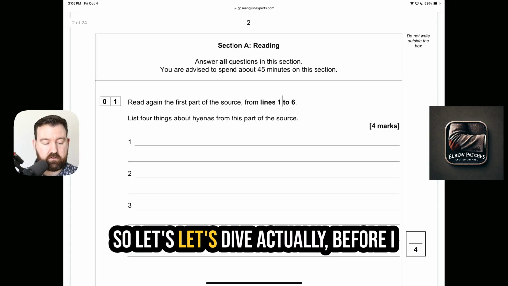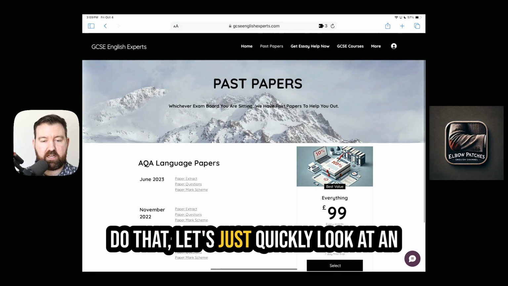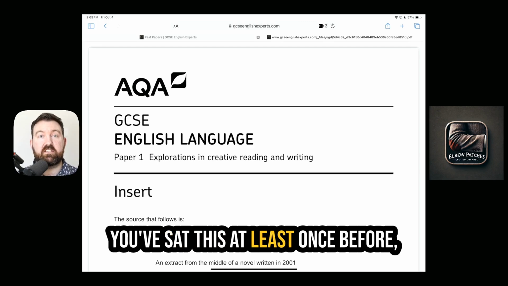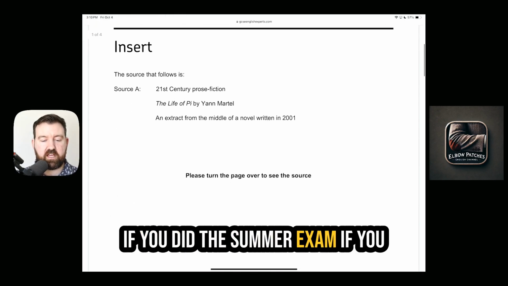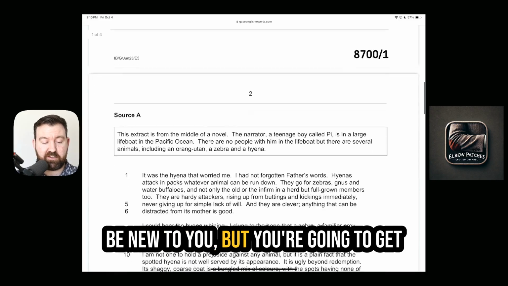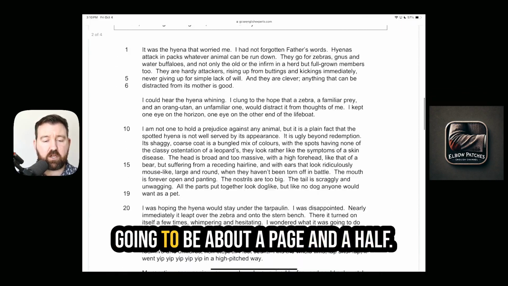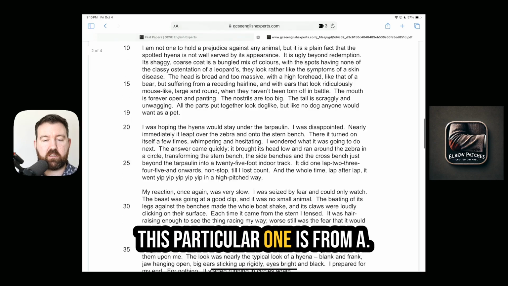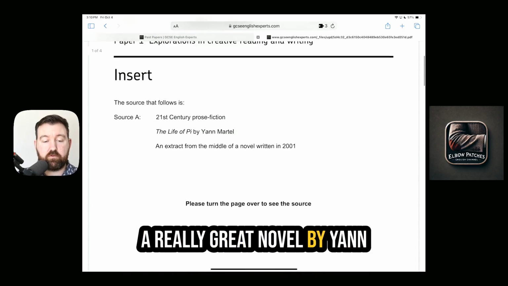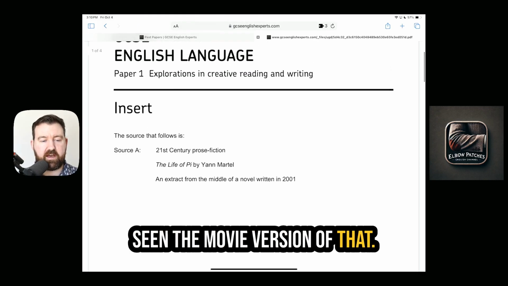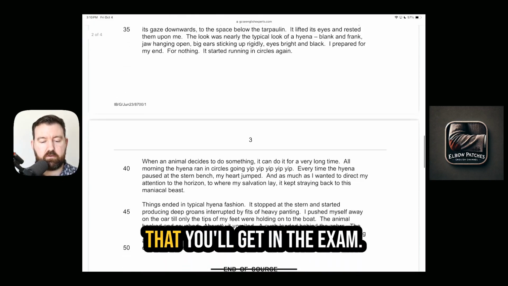So let's dive in, actually, before I do that, let's just quickly look at an extract so that you can see, obviously you've sat this at least once before if you did the summer exam. If you didn't do the summer exam, this will be new to you, but you're going to get one extract for paper 1, and it's going to be about a page and a half. This particular one is from a really great novel by Yann Martel called Life of Pi. Lots of you have probably seen the movie version of that. But so this is one of the papers that you'll get in the exam.